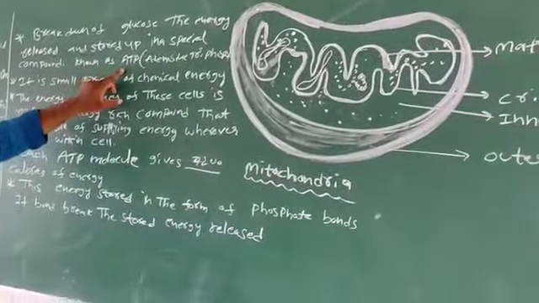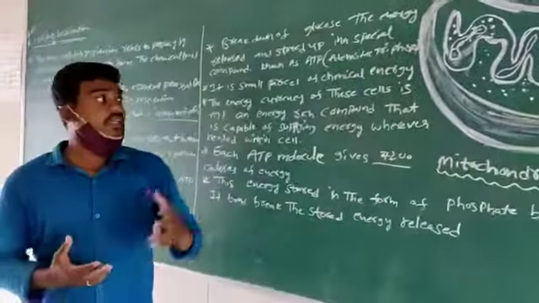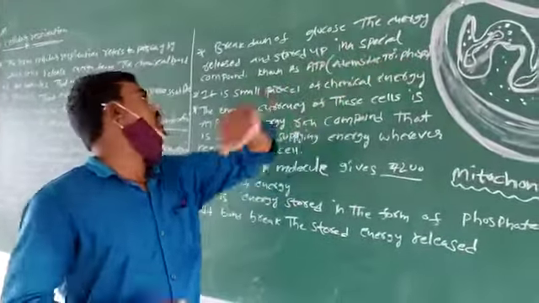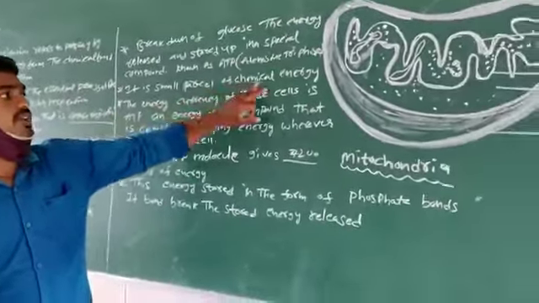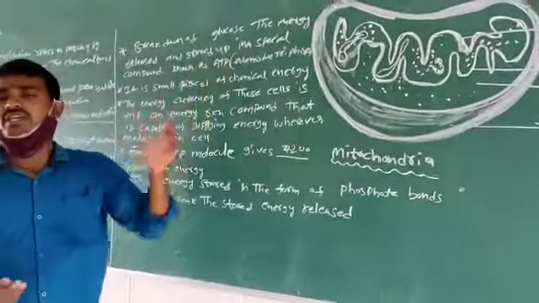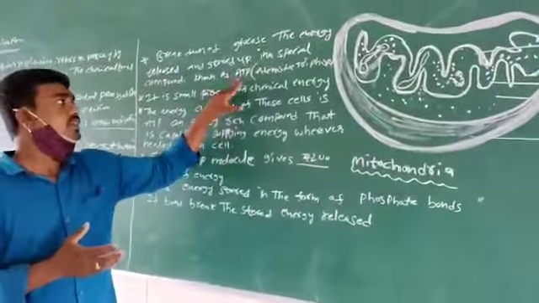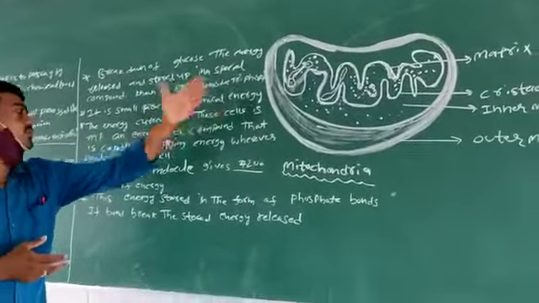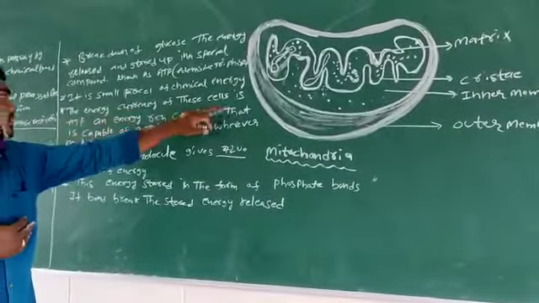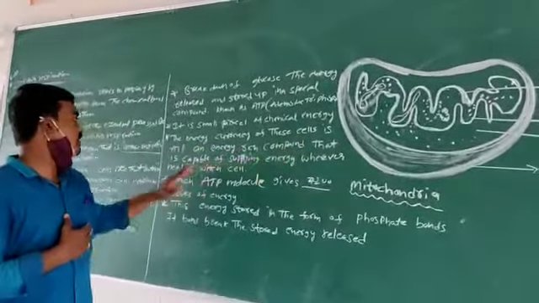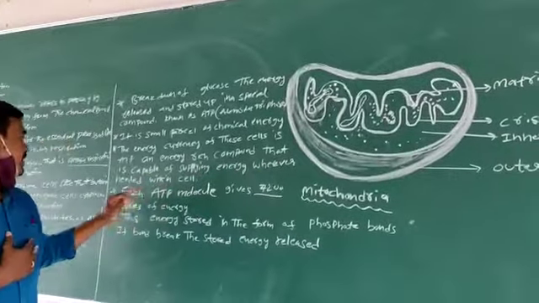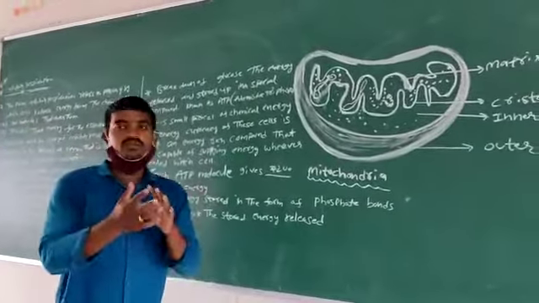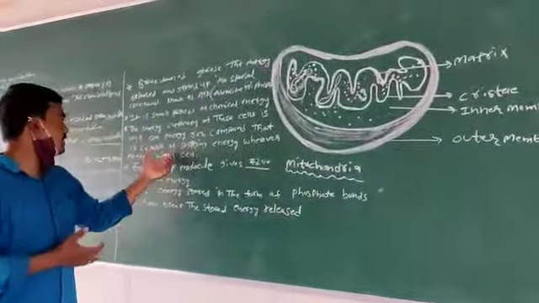When ATP is broken down, we can work hard and run. At that time, the energy comes from the cells. That is ATP, adenosine triphosphate. It is a small packet of chemical energy. The energy is stored in ATP for this purpose. The energy currency of the cells is ATP, an energy-rich component that is capable of supplying energy wherever needed within the cell. When we do any duty or work hard, energy is needed.